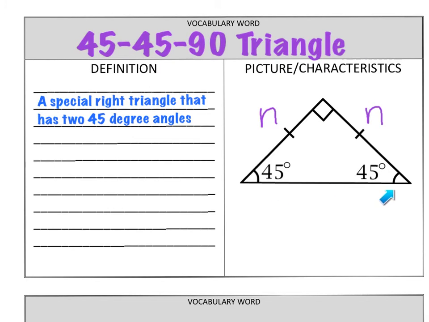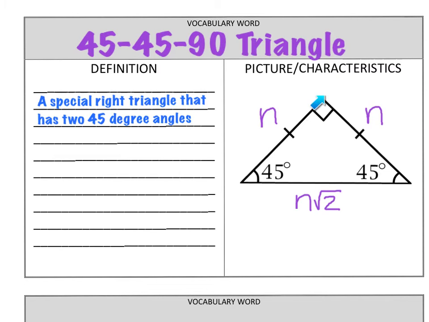This length, the hypotenuse, is not equal to these two because remember, the hypotenuse is always the longest side, so it has to be longer than these two sides. So we're going to label it N times the square root of 2. So that is our 45, 45, 90 template.